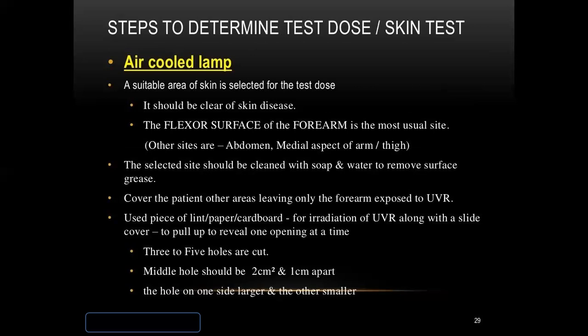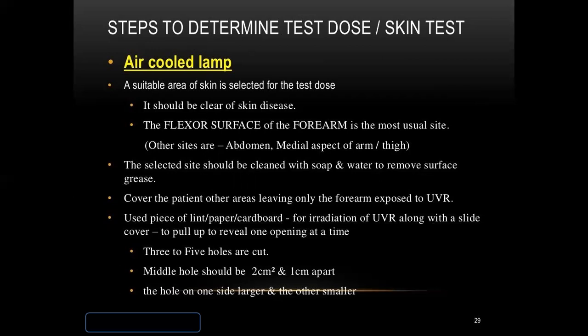Steps to determine the test dose or skin test. The air-cooled lamp. A suitable area of skin is selected for the test dose. It should be clear of skin disease. The flexor surface of the forearm is the most usual site. Other sites are the abdomen, medial aspect of the arm or thigh. The selected site should be cleaned with soap and water to remove surface grease.